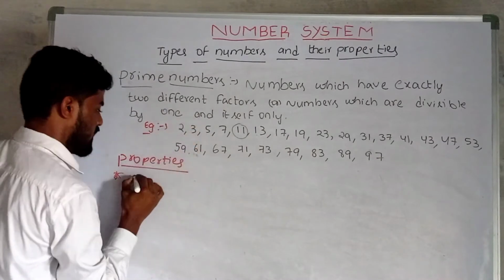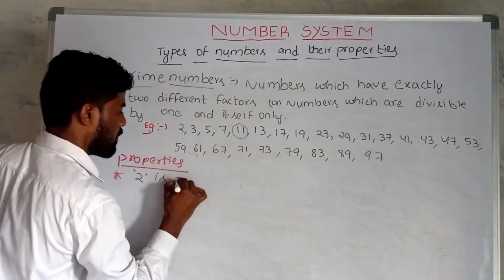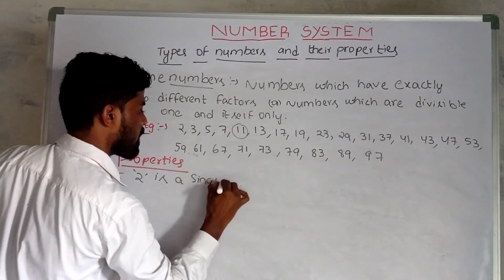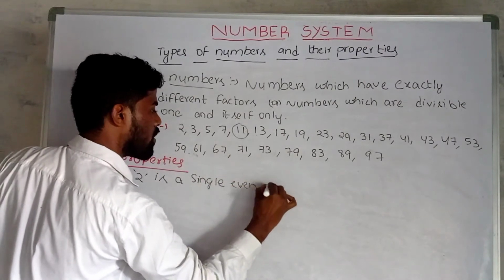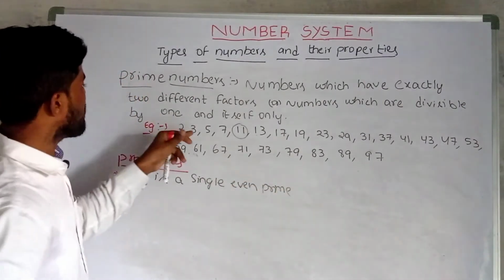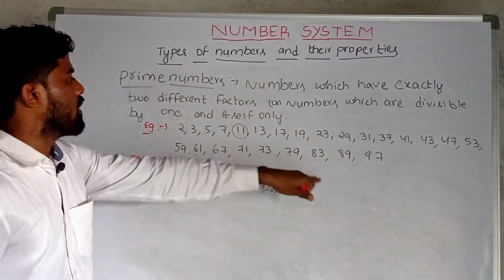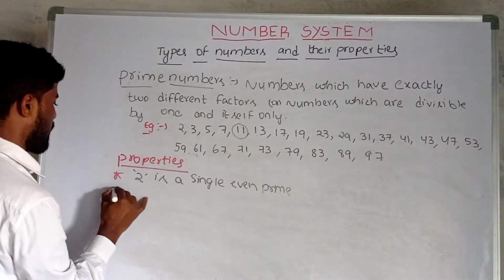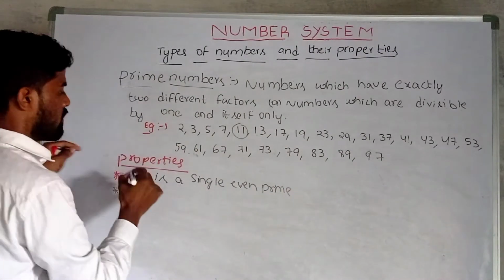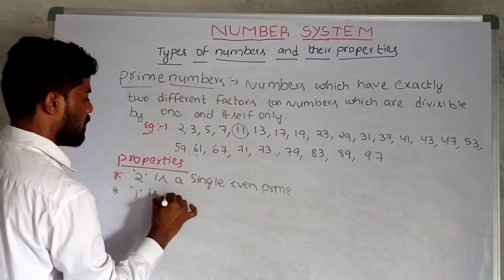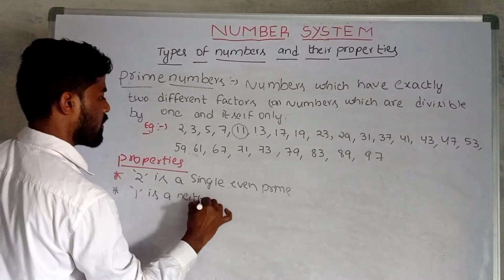Two is the only even prime. Apart from that, all prime numbers are odd. 1 is neither a prime nor a composite number.